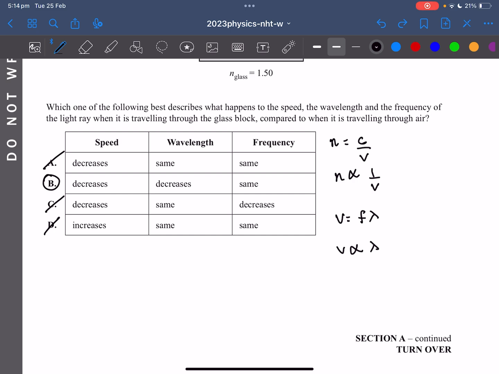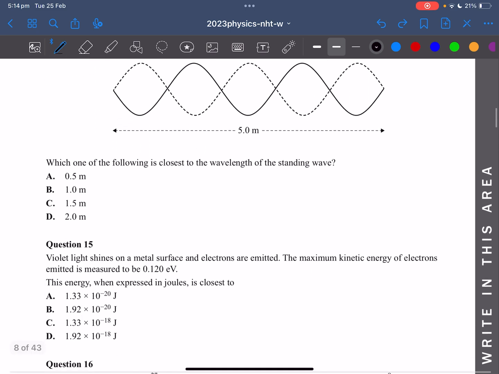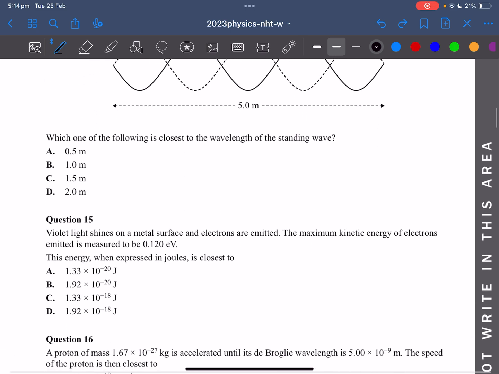Hopefully this made sense. So moving on to the next question. All right, a standing wave is produced on a flexible string as shown in the diagram below. The diagram shows the wave at two different times. The solid line represents what the wave looks like at a particular time, and the dotted line represents what the wave looks like exactly half a cycle later. Which of the following is closest to the wavelength of the standing waves?